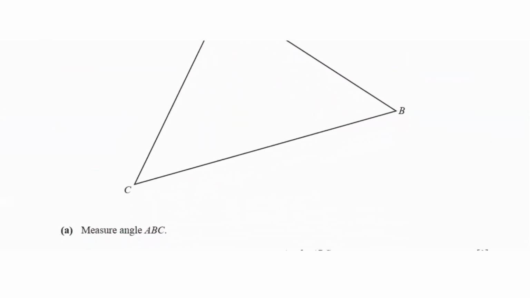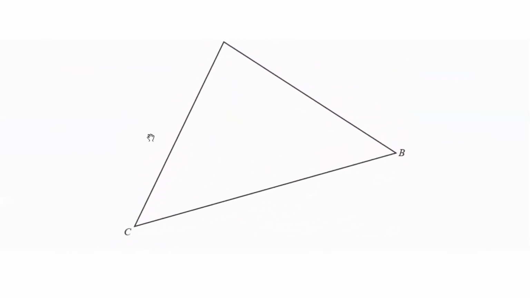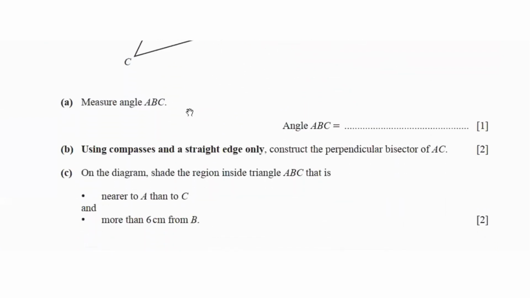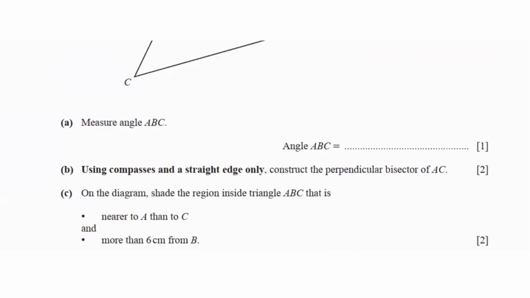Question 14 says measure angle ABC. So you'll use your protractor, put your protractor at B, and you will measure this angle over here. Then it says, using compasses and a straight edge only, construct the perpendicular bisector of AC.